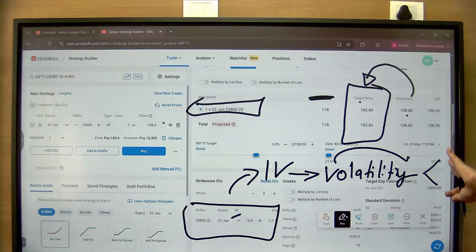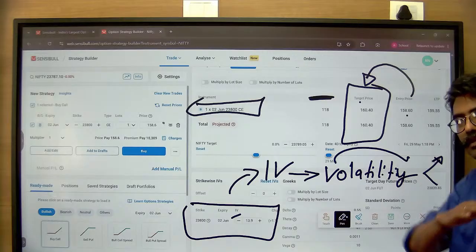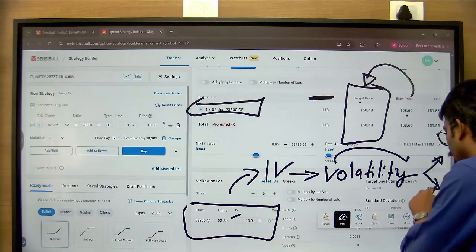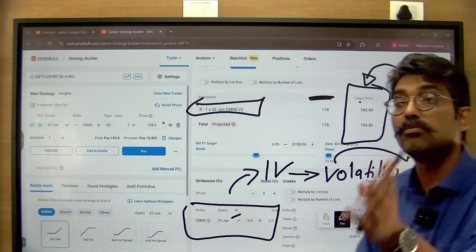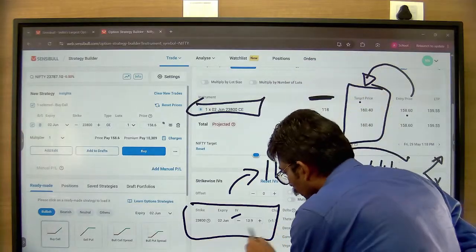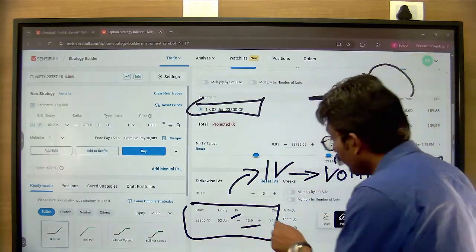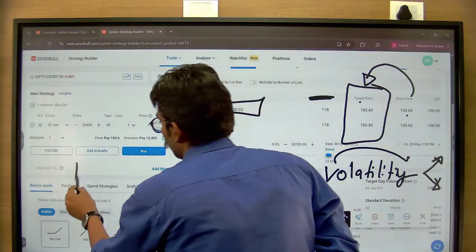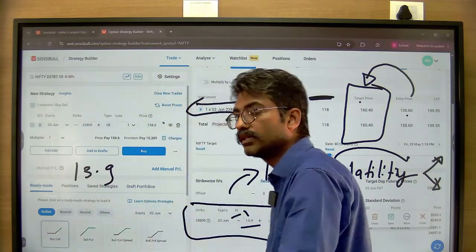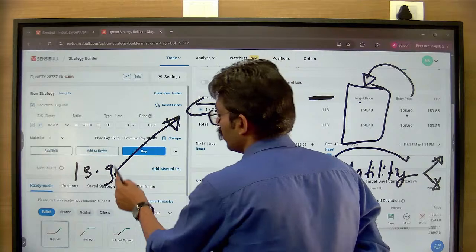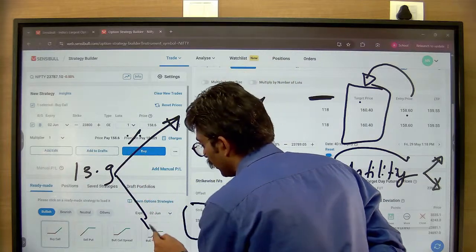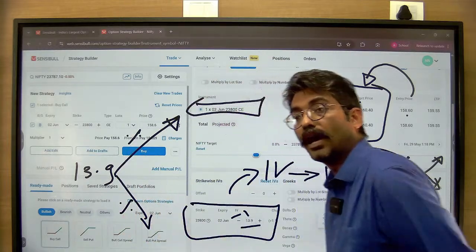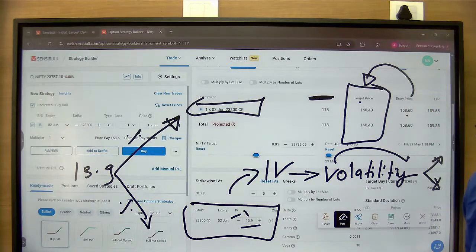Correct? This was turned. That means the prices can travel upwards or the prices can travel down. Meaning what? When you say 13.9 IV, that means the market, the Nifty, can travel 13% upward or it can travel 13% down. It is not about a single side probability.